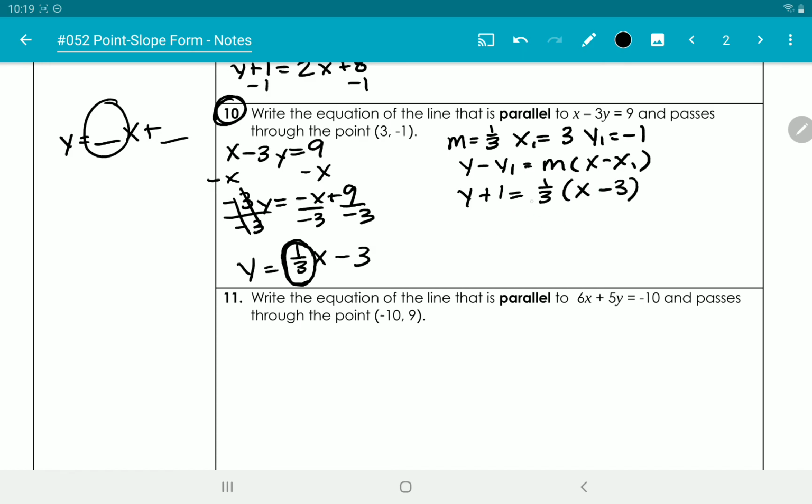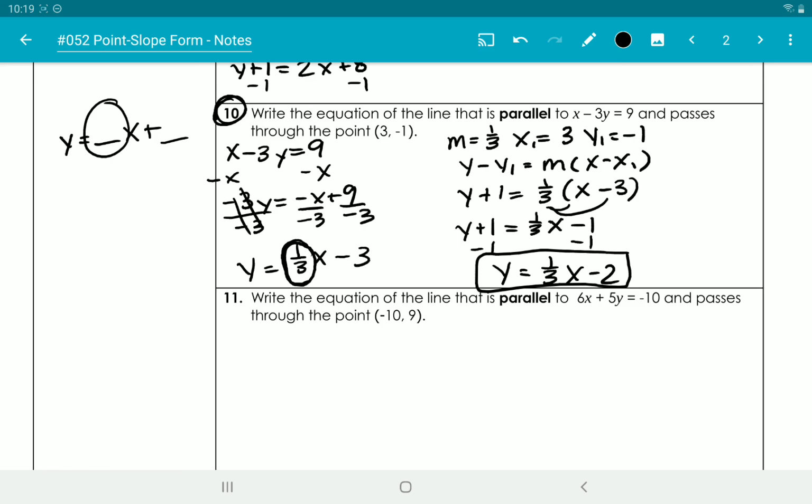Now we're going to solve for y, so we'll distribute this 1/3 first. y plus 1 equals 1/3 x minus 1, because 1/3 times negative 3 is just going to be negative 1. And then we'll subtract 1 from both sides, giving us that y is equal to 1/3 x minus 2. And so that is going to be the equation of the line that's parallel to this x minus 3y equals 9 line, and it passes through the point (3, -1).